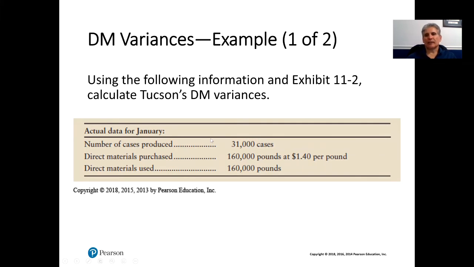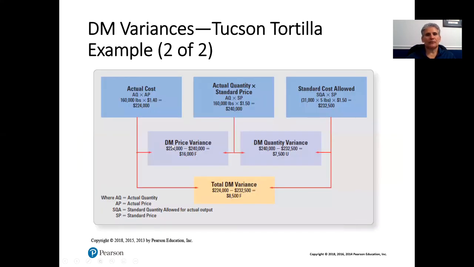The way you learn this is by looking at examples and following patterns. So using the following information and Exhibit 11-2, the number of cases produced was 31,000 cases. That was given. Now we're given how much direct material was purchased. It turns out that 160,000 pounds at $1.40 per pound was purchased. The amount used was 160,000 pounds. This is the information that we're going to be using.